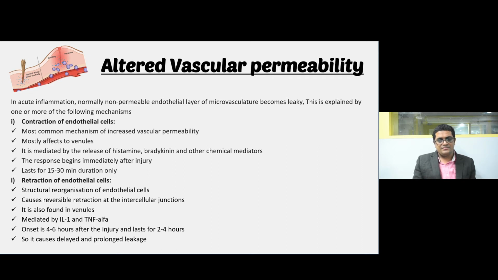The second mechanism is retraction of the endothelial cells. Structural reorganization of endothelial cells causes reversible retraction at the intercellular junctions. It is also found in veins, mediated by interleukin 1 and TNF alpha. It has an onset 4 to 6 hours after the injury and lasts for 2 to 4 hours. So it causes delayed and prolonged leakage.